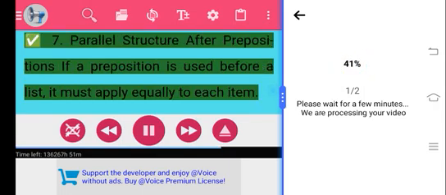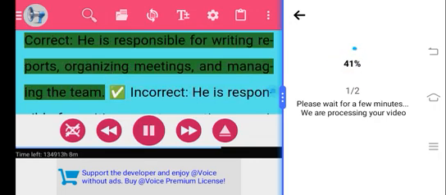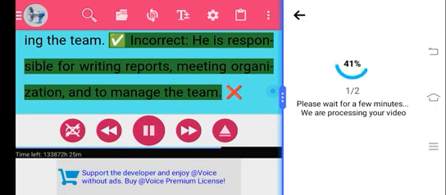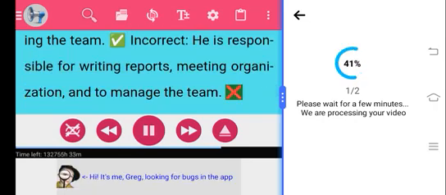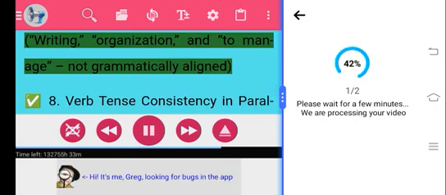7. Parallel structure after prepositions. If a preposition is used before a list, it must apply equally to each item. Correct: He is responsible for writing reports, organizing meetings, and managing the team. Incorrect: He is responsible for writing reports, meeting organization, and to manage the team. Writing, organization, and to manage are not grammatically aligned.